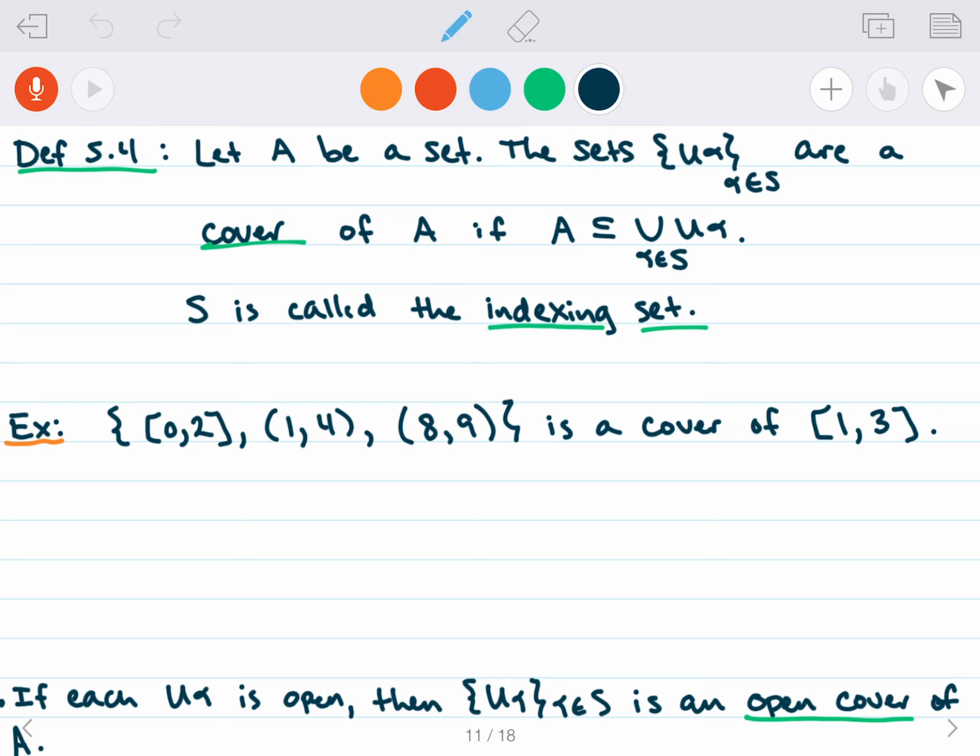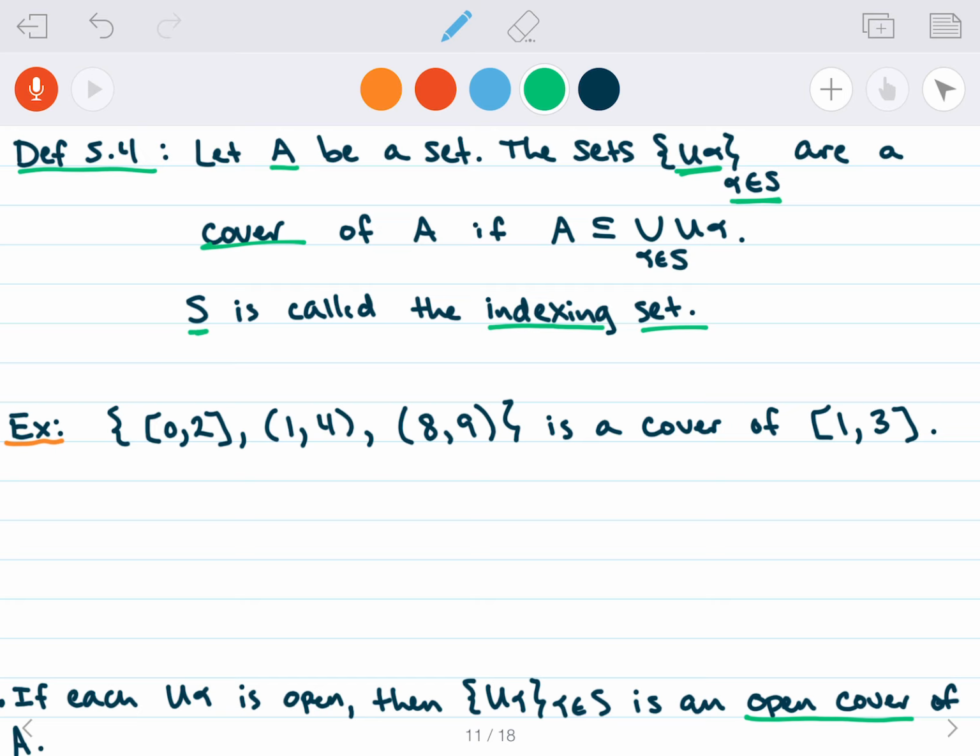Okay, so let's talk about some definitions. So let's say that A is a set, then the sets U sub alpha, where alpha is in S, are a cover of the set A, if A is contained in the union of all of those sets. Okay, and I know that the notation is kind of confusing, so I just want to spend a little time talking about it, but once you see examples in practice, it's not such a big deal.